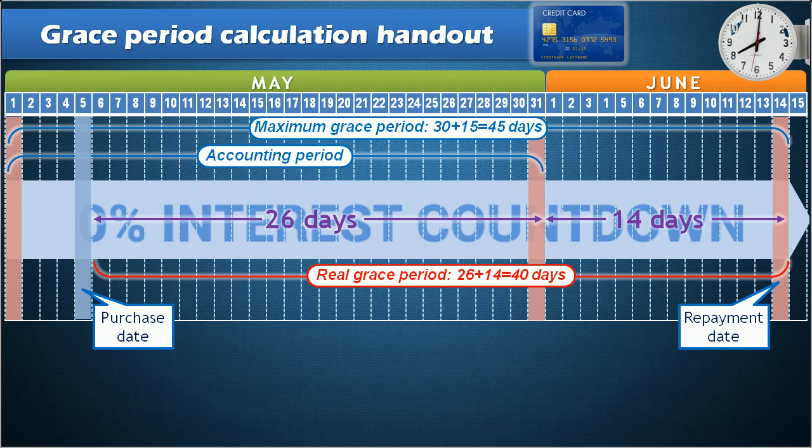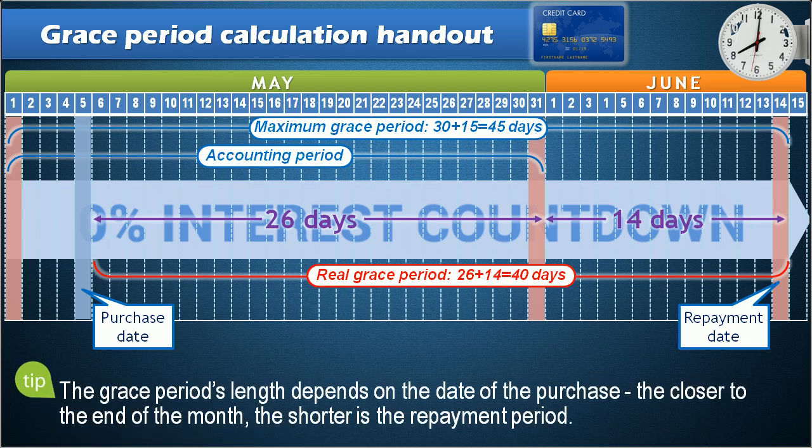The grace period is not constant. Its length depends on the date of the purchase. The closer to the end of the month, the shorter is the repayment period.